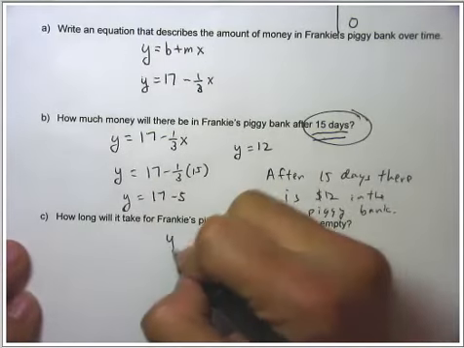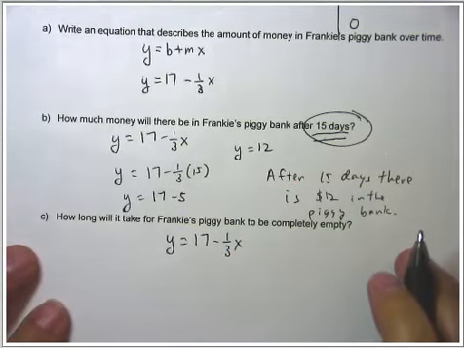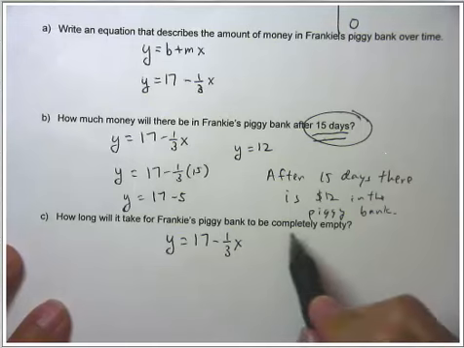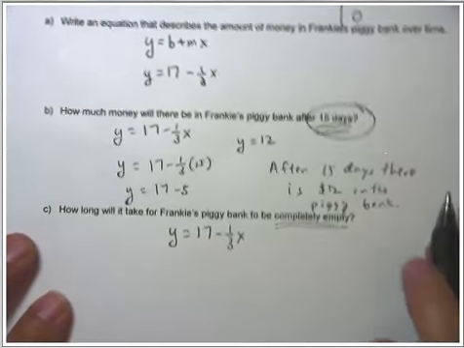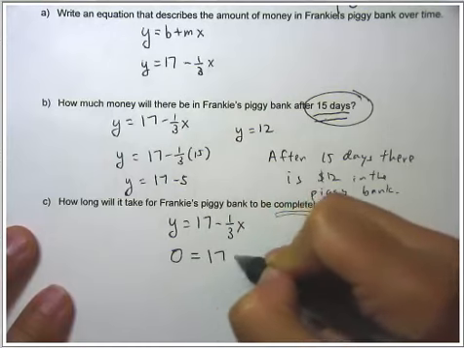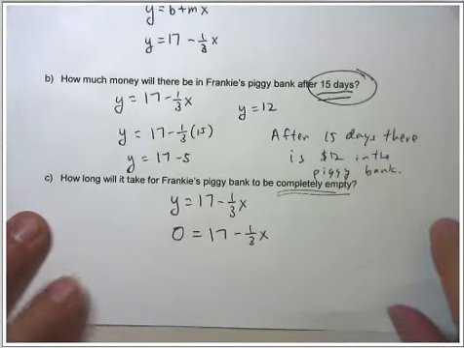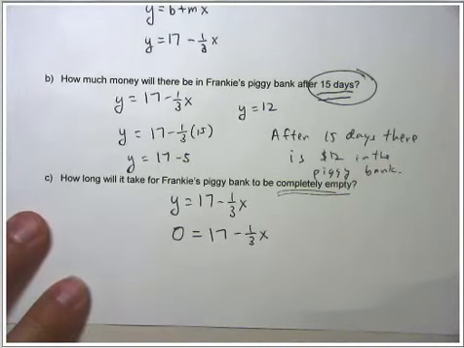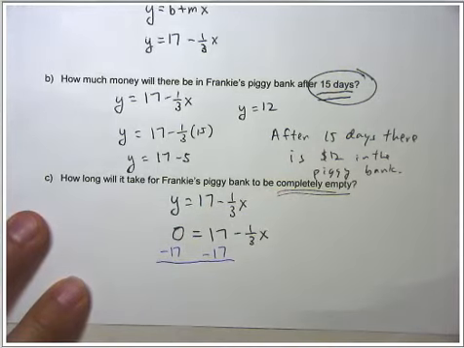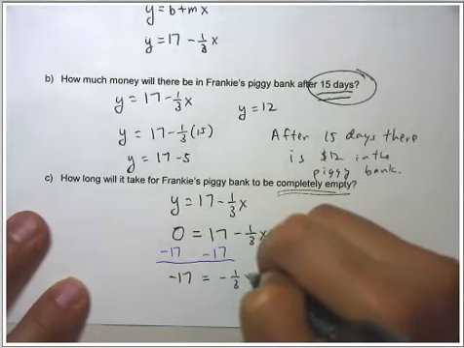Our equation was y is equal to 17 minus 1/3 times x. For this one, we want to see when the piggy bank will be completely empty. In other words, when will the y value be 0? 0 is equal to 17 minus 1/3 times x. Let's solve for x. I'm going to subtract 17 from both sides. That gives me negative 17 is equal to negative 1/3 x.